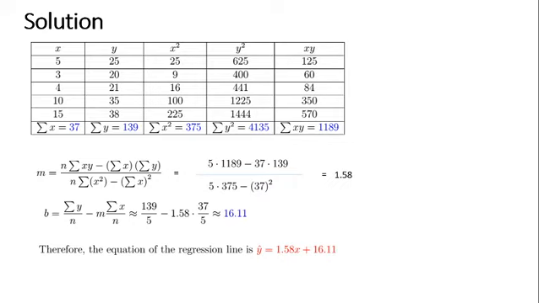In the first column there is the value of x, and in the second column the value of y. In the third column we are storing the value of x square, and in the last column we are multiplying the value of x by y. The last row shows the summation of all the values. So when we put the values into the formula, we can find the slope m and the constant b, and we can easily find the equation of the linear regression line, which is y equal to 1.58x plus 16.11.